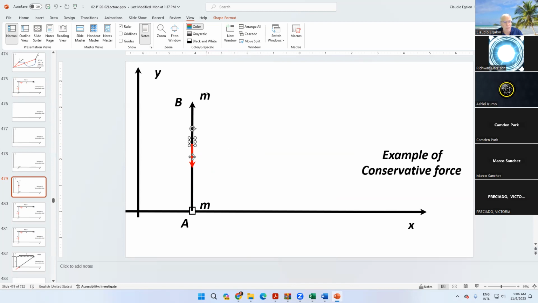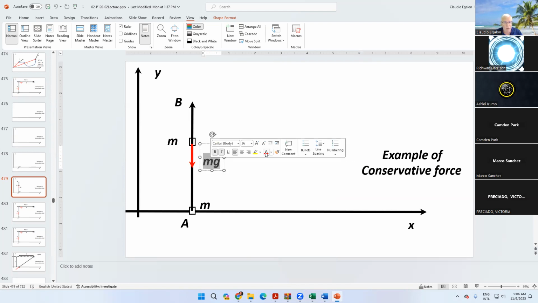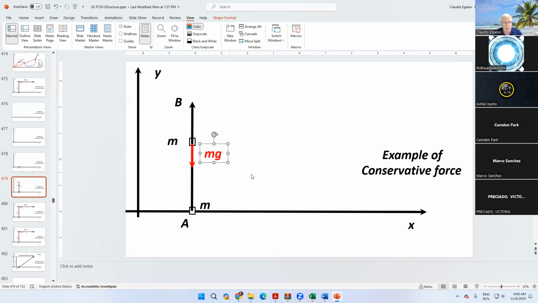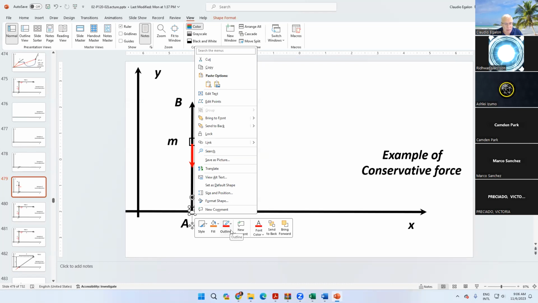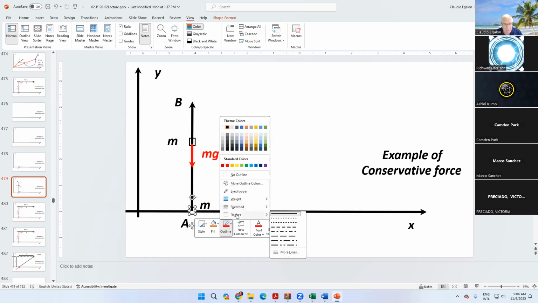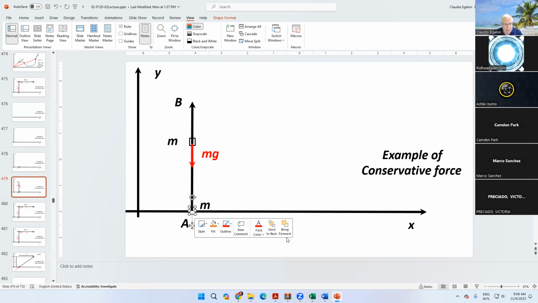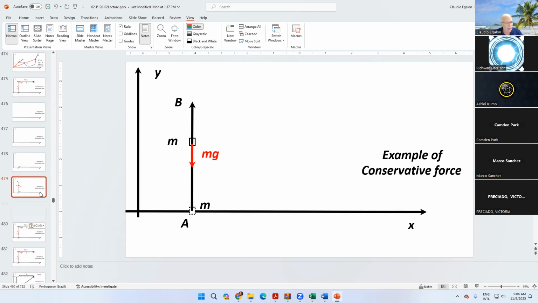Until it gets to point, here you go, mass m. And this is going to be mg. I'm going to put it dashed here, so you know that it was initially at that position, right? Like that, better, right? And then we do the same for the next step.